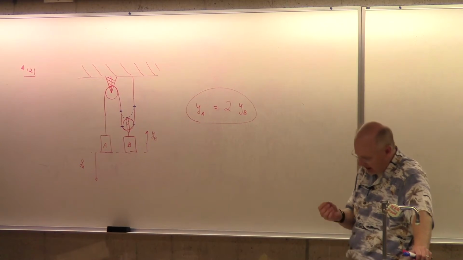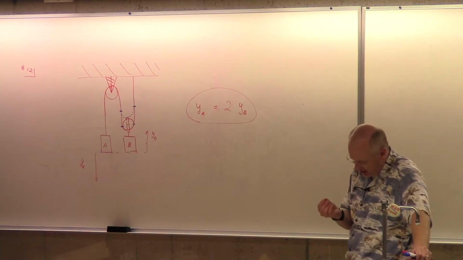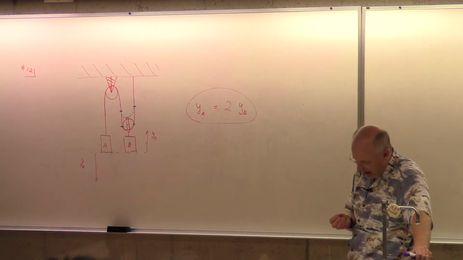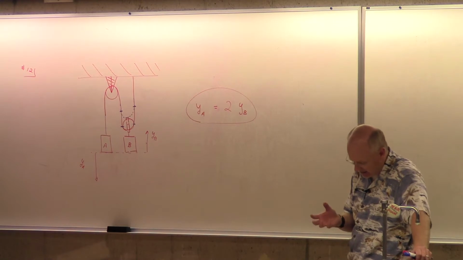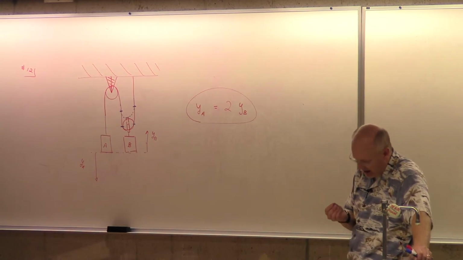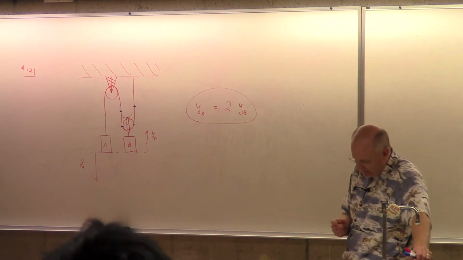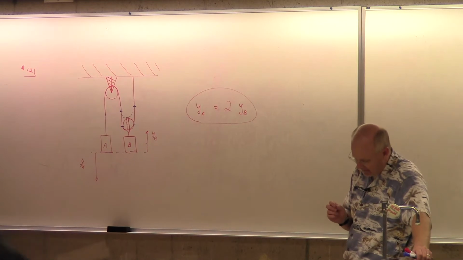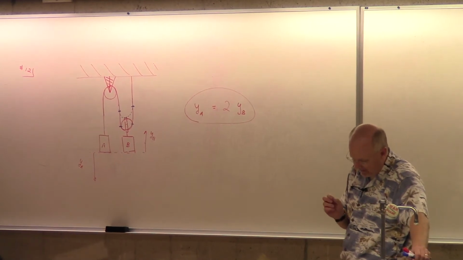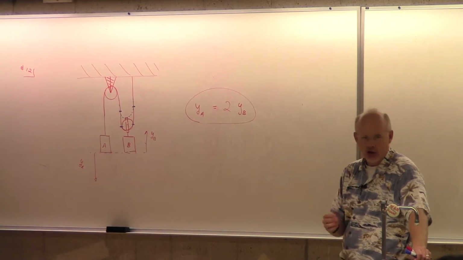It consists of a light, inextendable cord and a frictionless pulley. The blocks have equal masses. It is initially held at rest, so the blocks are at the same height above the ground. The blocks are then released. Find the speed of block A at the moment that the vertical separation of the two blocks is h.